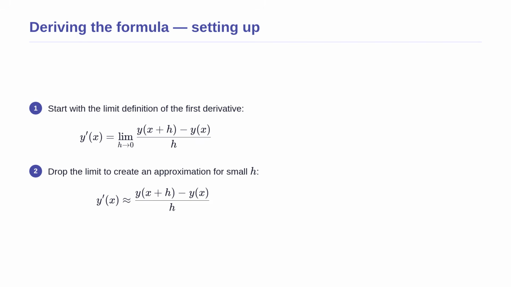We will build it from scratch using the formal definition of the first derivative, which you may remember from basic calculus. The derivative represents the exact rate of change at an infinitely small point, written as a limit where the horizontal step h shrinks to 0. However, in numerical analysis, computers cannot divide by 0 or take infinite steps. Therefore, we must drop the limit. By doing so, we accept that our calculation will be an approximation, and we change the equal sign to an approximately equal sign.